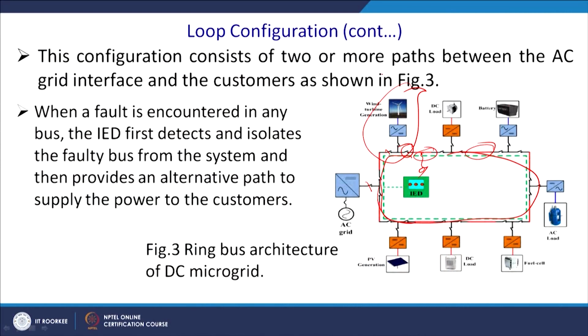This configuration consists of two or more paths, the AC grid interface and the consumers, shown in figure 3. When a fault is encountered in any of the buses, the intelligent controller IED first detects and isolates the fault bus from the system and then provides an alternate path to supply power to the customer, and that is always possible here, and thus this network has huge redundancy and fault tolerant capability.